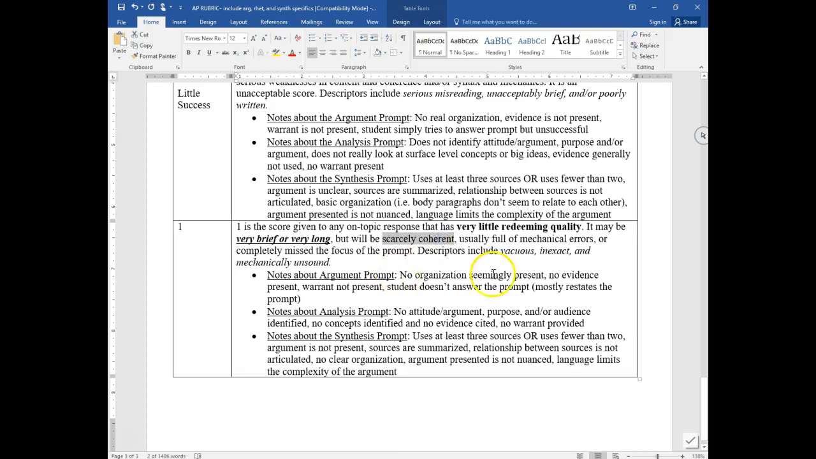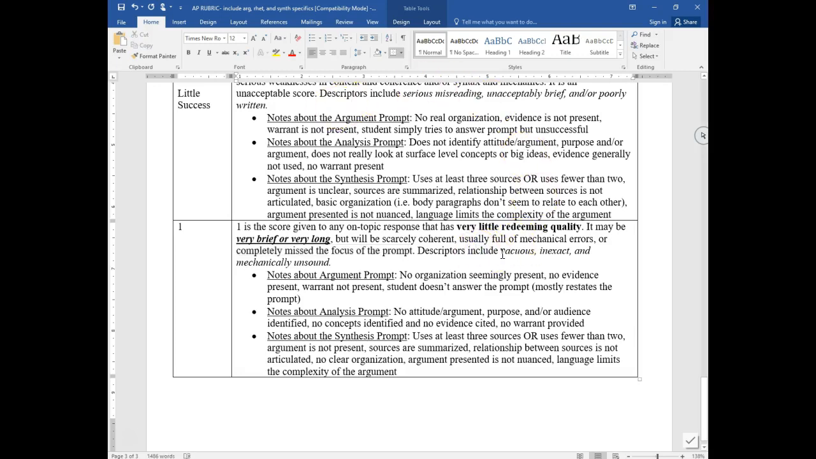Scarcely coherent, meaning they don't really understand what you're saying. Full of mechanical errors. Grammar is problematic. And in fact, the grammar is so bad that it kind of is distracting. Or completely miss the focus of the prompt. So this happened a couple times on the Oscar Wilde prompt, where they talked about him as an Irish author and how much they liked his books or his plays. And so, that's not on topic, that you miss the focus. The focus isn't Oscar Wilde. The focus is the concept of disobedience and how well it enhances or promotes progress.